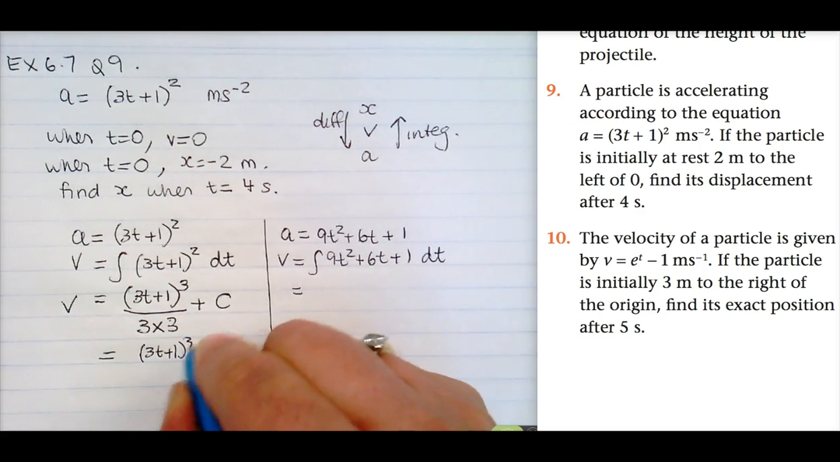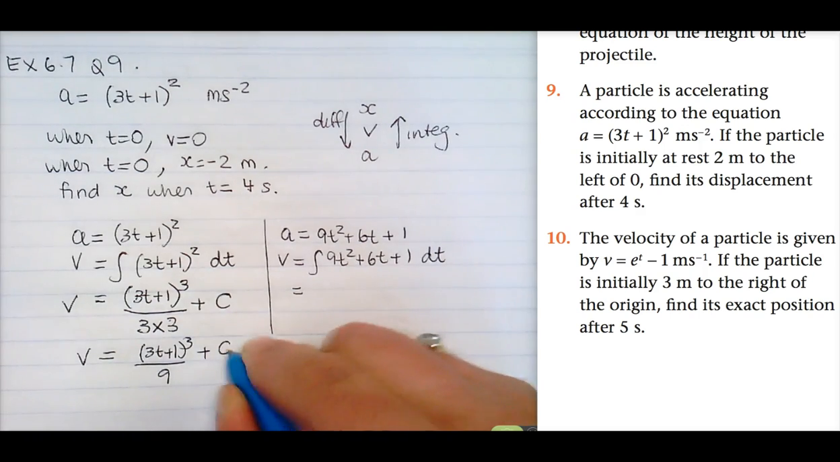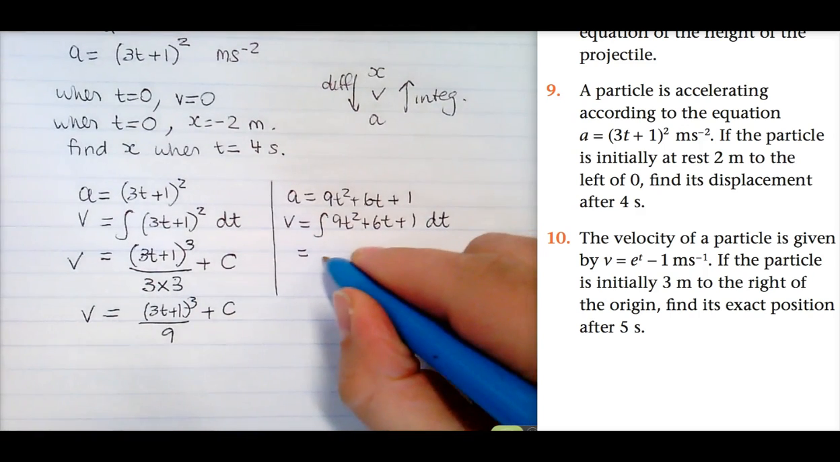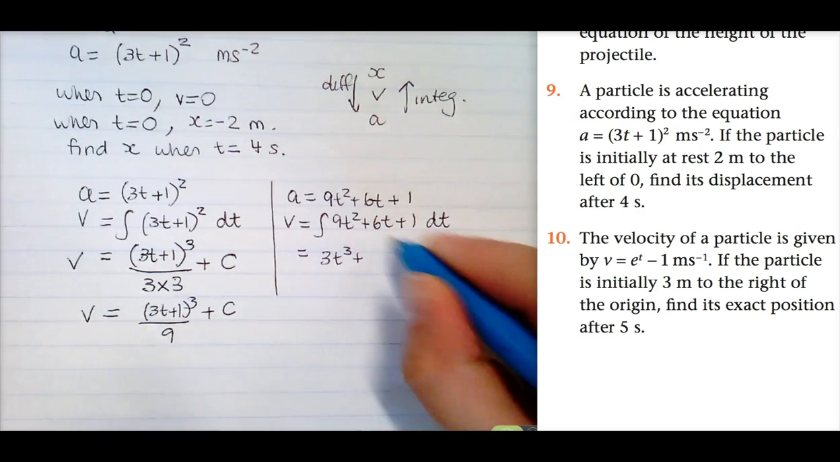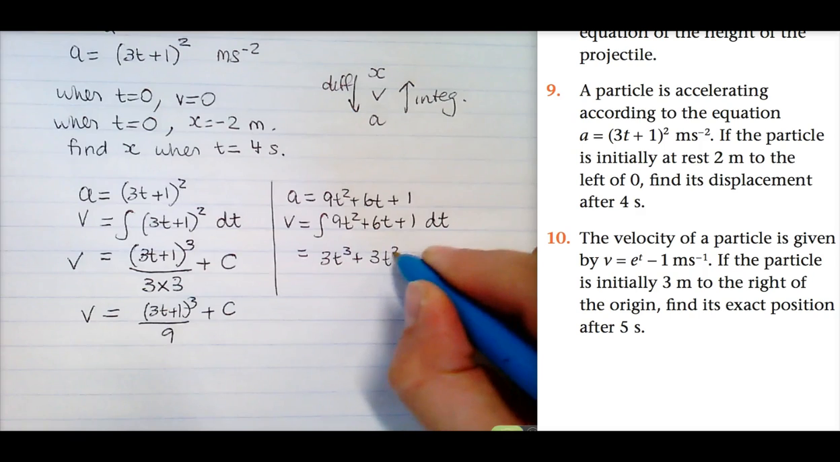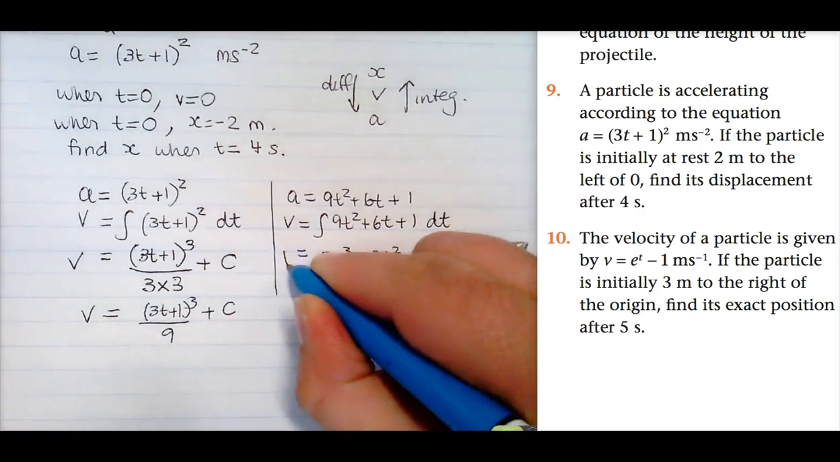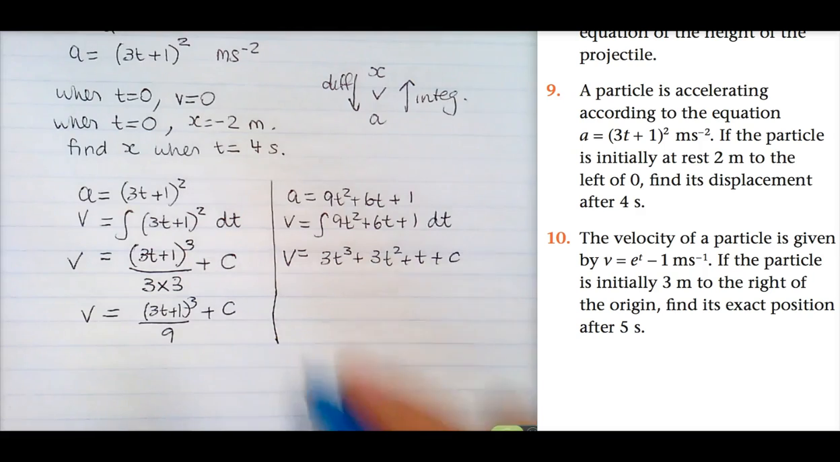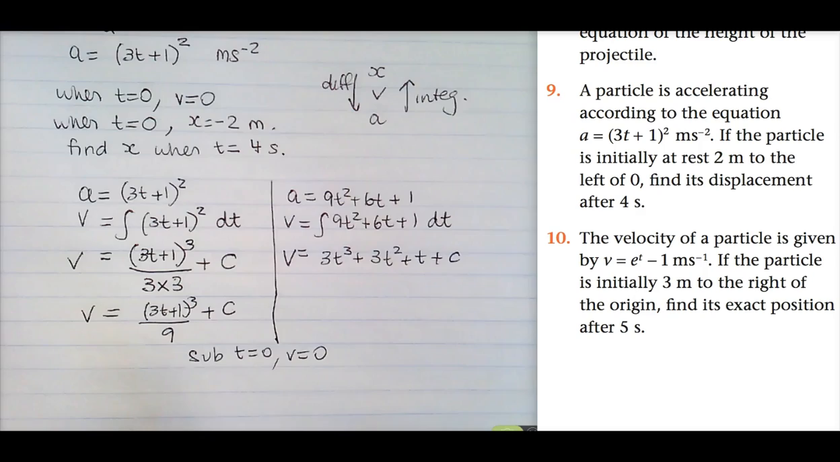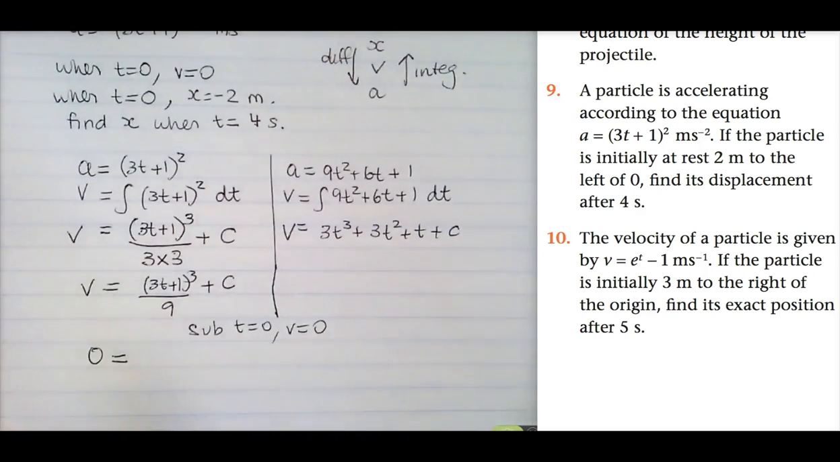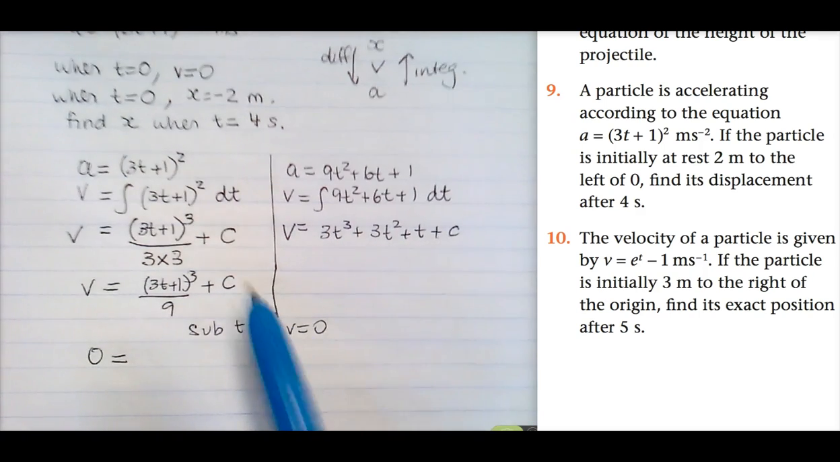3t plus 1 cubed over 9 plus c. This way we get what? 9t on 3, which is 3t cubed, plus 6t squared on 2, which is 3t squared, plus t plus c. Now, what do we do? We need the c, so we have to sub a t and a v at the same time. Sub t equals 0, v equals 0, and you get 0 equals what? Please don't make the whole numerator 0.